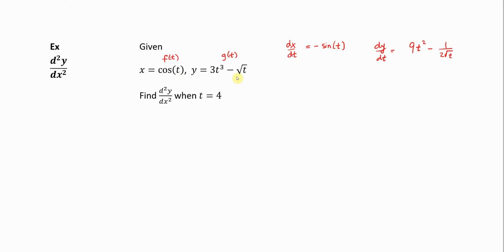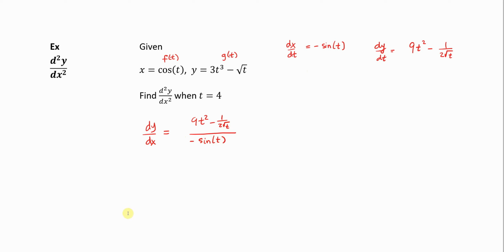If I take the derivative of x, I get negative sine. Right? So the derivative of y, I get 9t squared minus 1 over 2 square root of t. All right, now let's go a little bit further. So if I want to find the derivative of y with respect to x, it's dy dt. This is what I had before. 9t squared minus 1 over 2 root t, all of this over dx dt, negative sine of t.